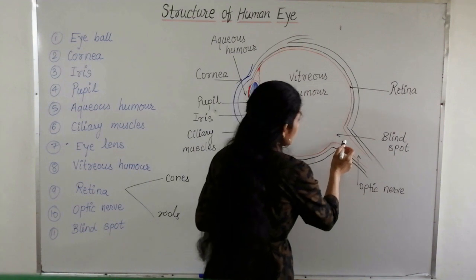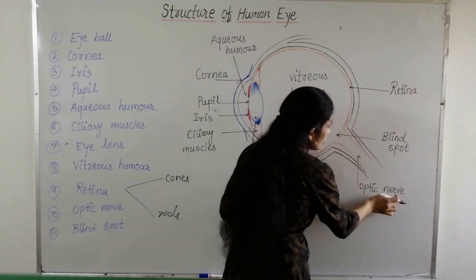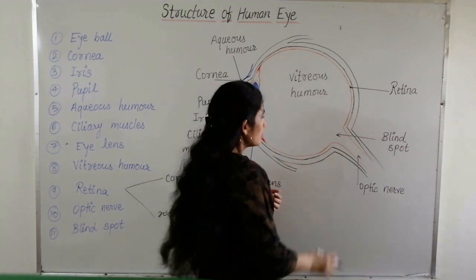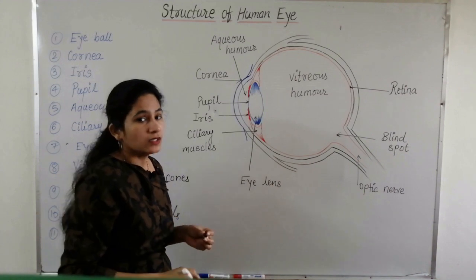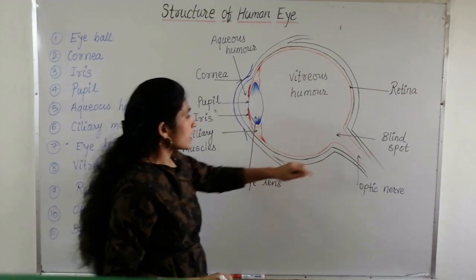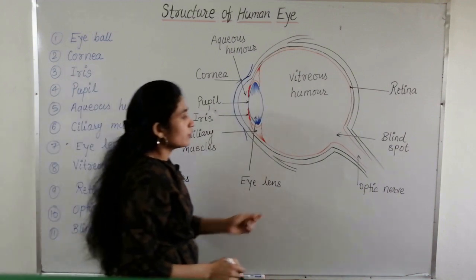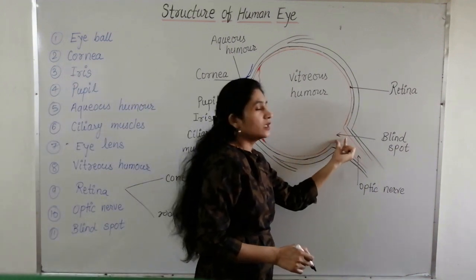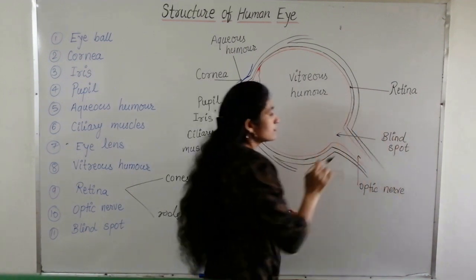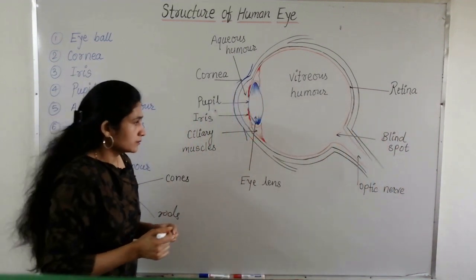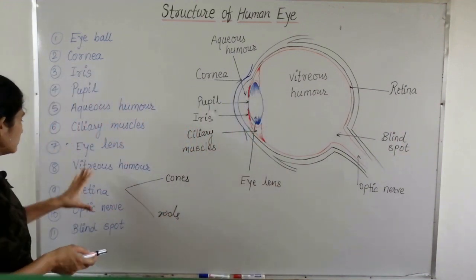Now next is the blind spot. It lies at the junction of the retina and the optic nerve. An image formed on this part cannot be seen, because rods and cones are absent. At this point these cells are not present. Therefore, if the image forms at this point, we cannot see the image, and thus this point is known as the blind spot. So this is about the human eye.